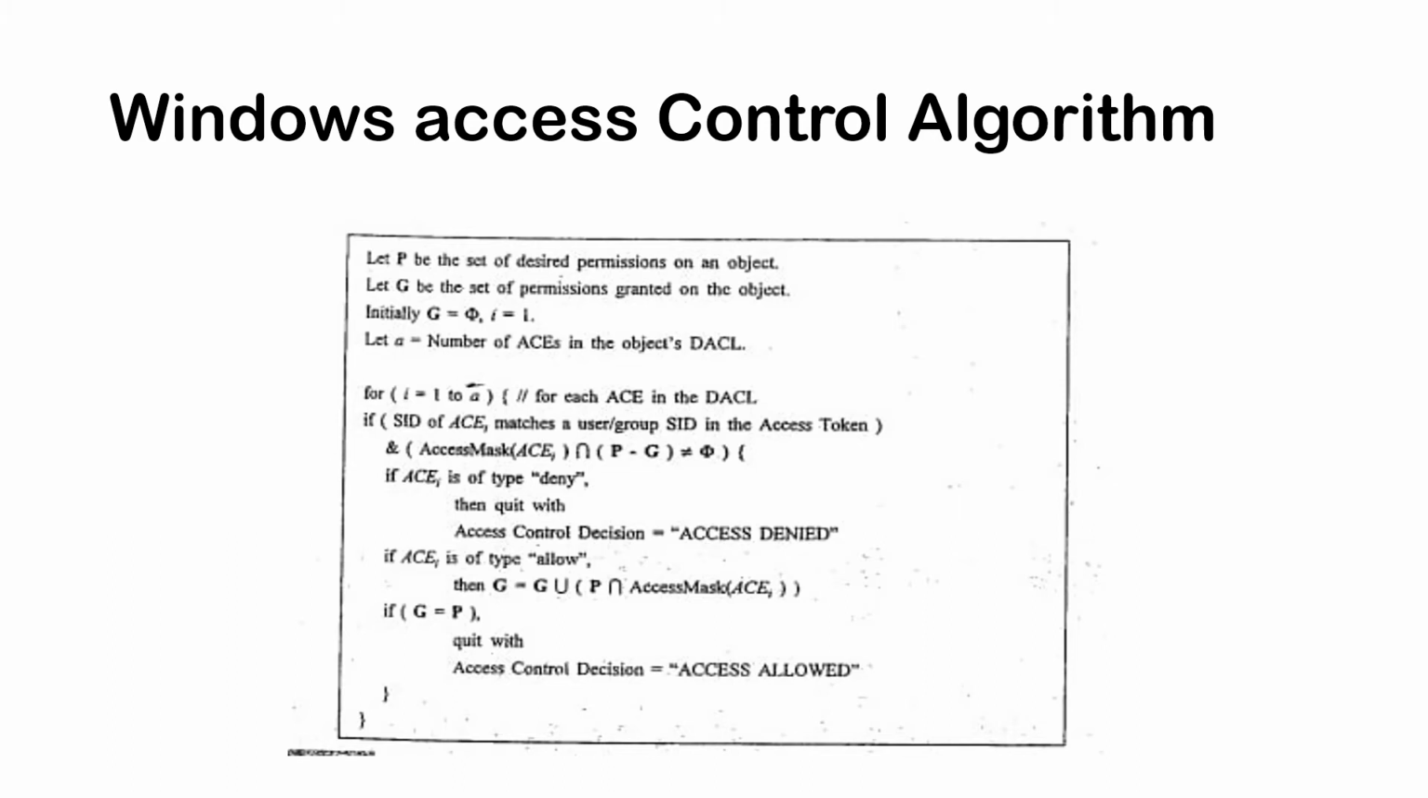Two conditions are checked: one, whether the SID of the access control entry matches the SID of the user, and two, whether the permission is required by the user. Once these two conditions are satisfied, the algorithm checks whether the permission is allowed or not. If it is allowed, the permission is added to G. If it is denied, the parsing quits and access is denied, and the parsing continues until it reaches the end of the DACL or until G is equal to P.